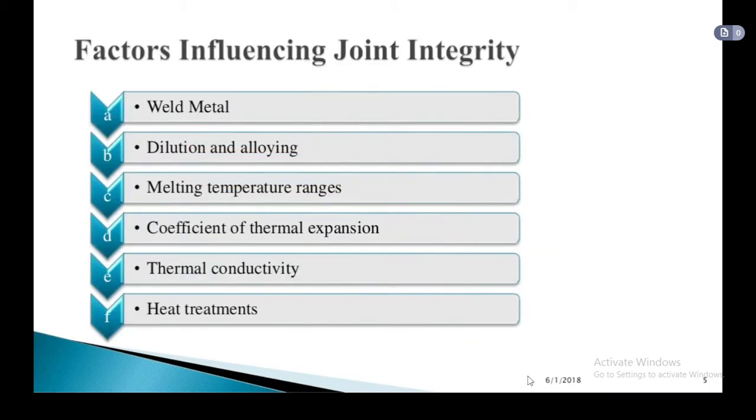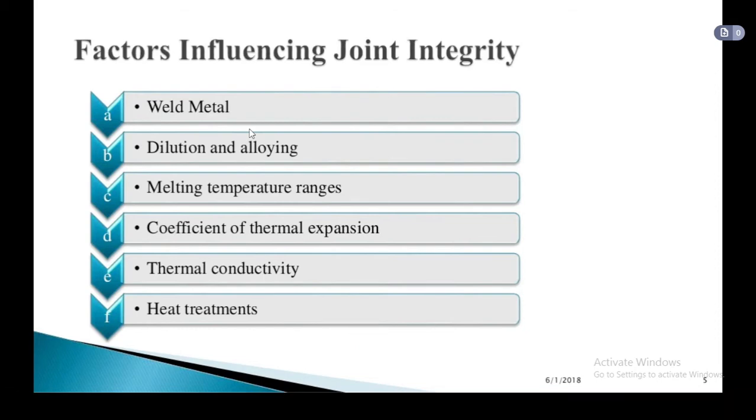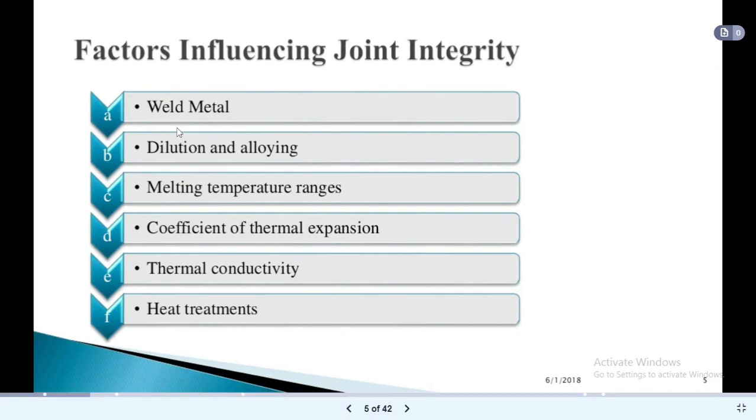Okay, so the factors influencing joint integrity. These are the main factors that affect a joint of two dissimilar metals. Weld metal: which weld metal we are using for the welding purpose. When we use two dissimilar materials A and B, this also affects the weld integrity.